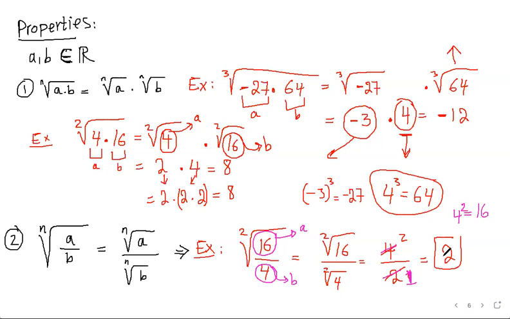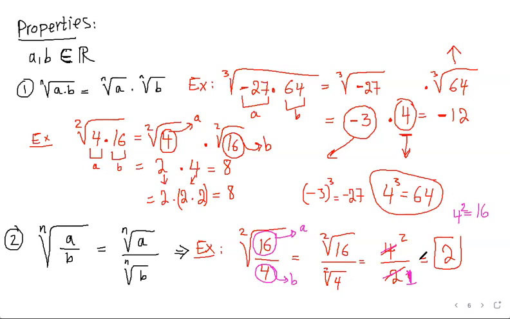Okay, so let's assume one of the numbers doesn't have a perfect cube or a perfect square. Do we just leave it as is? Exactly. If we don't have a perfect square, for example the square root of 17, I leave it as the square root of 17. Okay, thank you. I hope I answered the question.